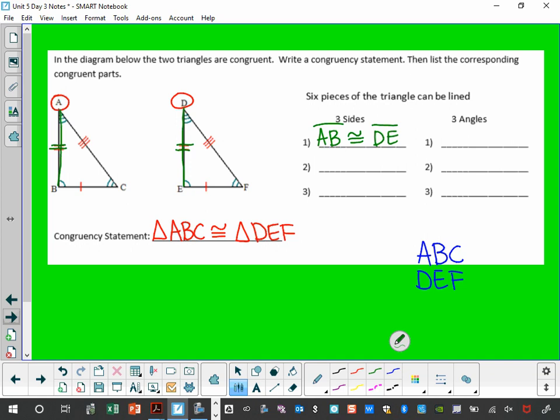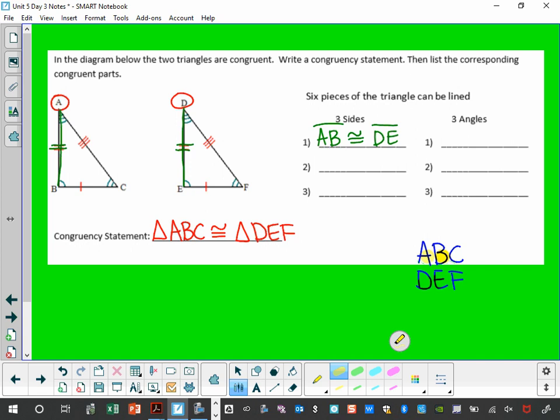All right, now in this picture, Casey told us that she looked at the hash marks and she matched them up. But sometimes, and most of the time, these triangles will not be in the same position. They're going to be flipped and turned around. It's going to make you think about which sides are congruent to each other. Let's say we don't even look at this picture. If I look at my congruency statement that's stacked on top of each other, AB is right on top of what? DE. You guys notice that?